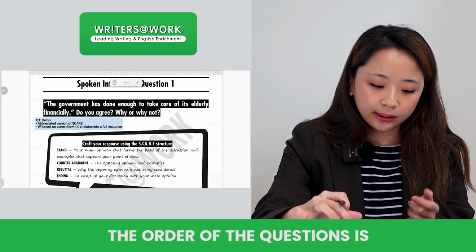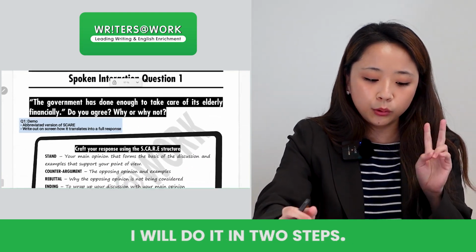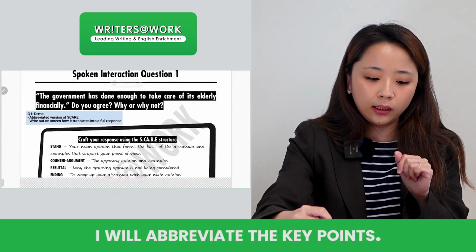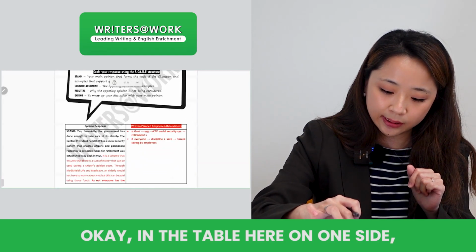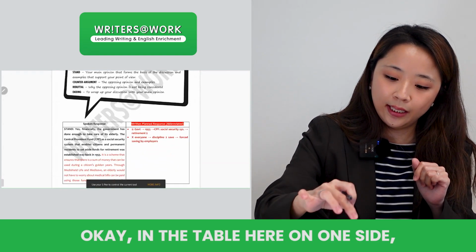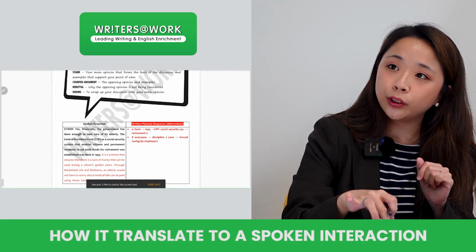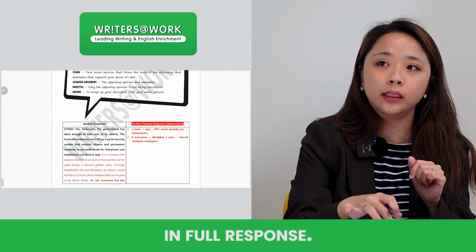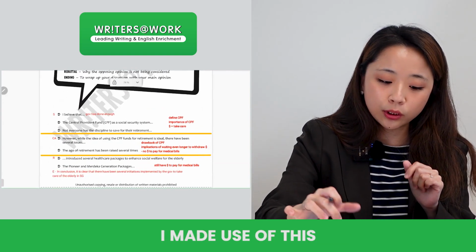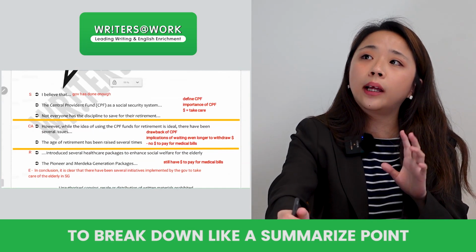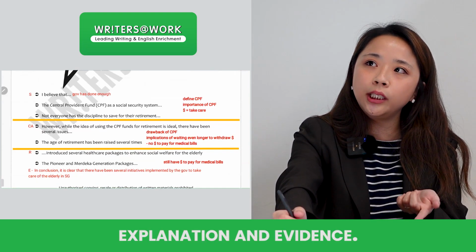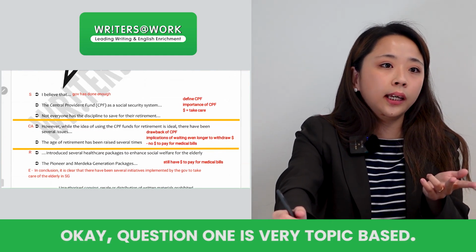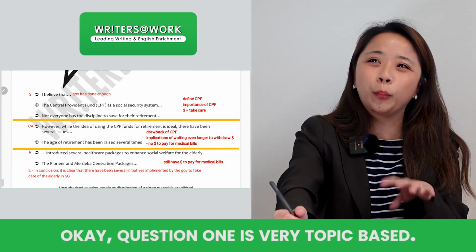The order of the questions is question 1, demonstrate. I will do it in 2 steps. I will abbreviate the key points in the table here on one side, and then I will demonstrate how it translates to a spoken interaction in full response. I made use of this to break down a summarized point, explanation, and evidence.